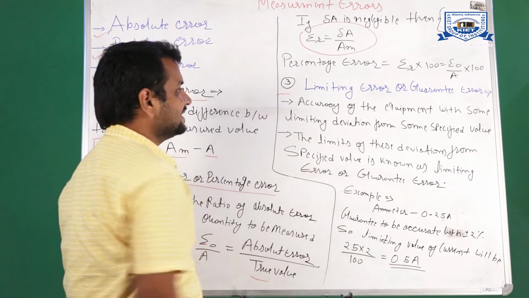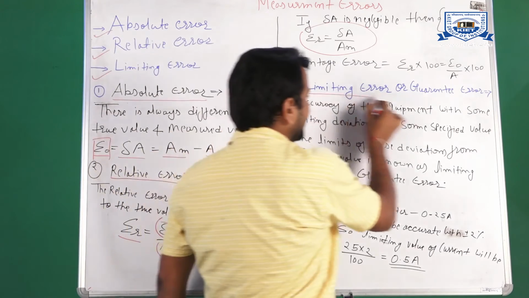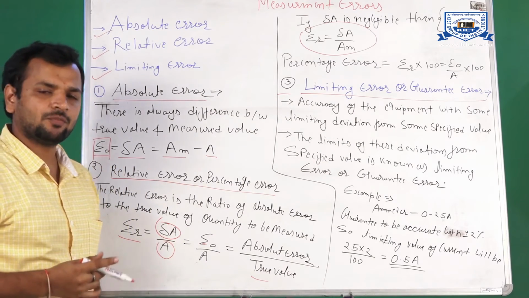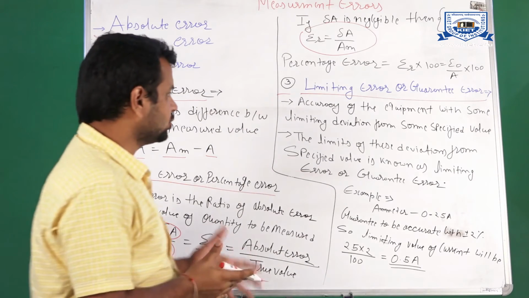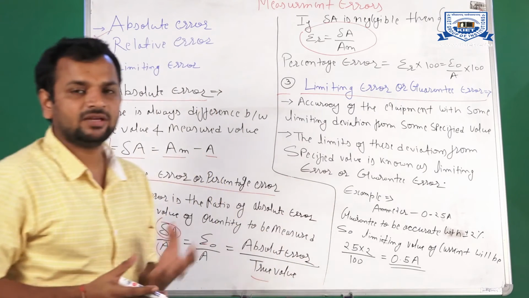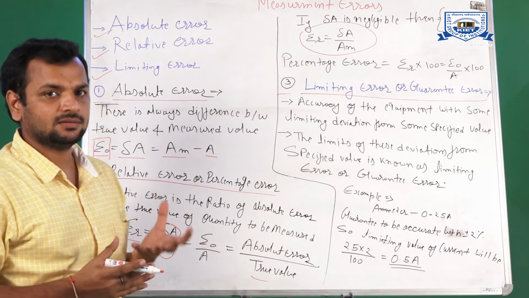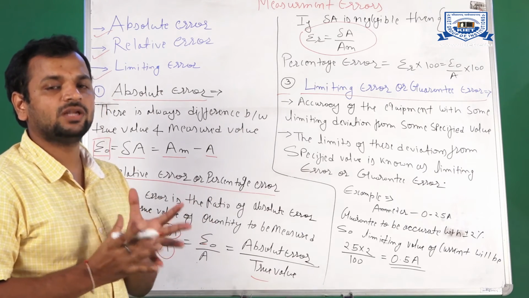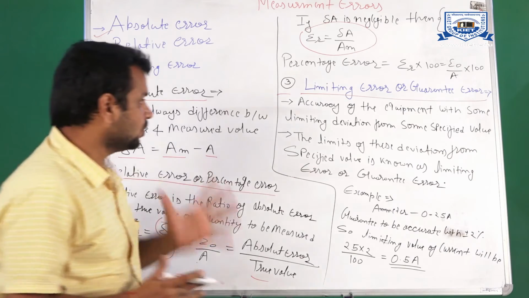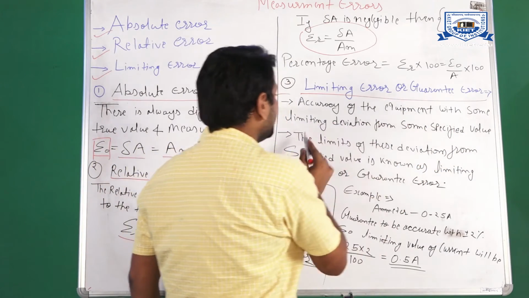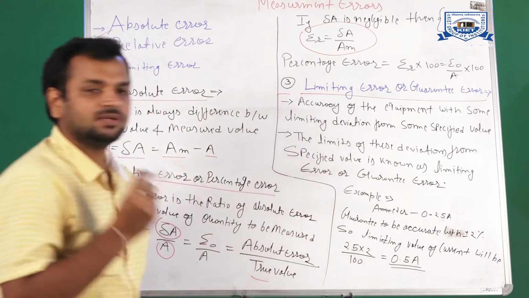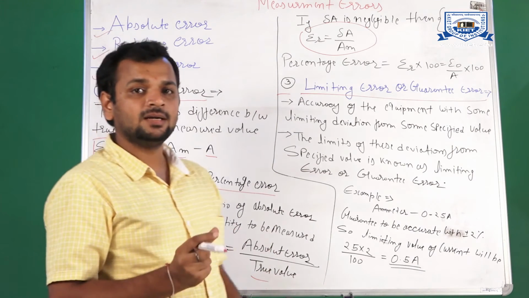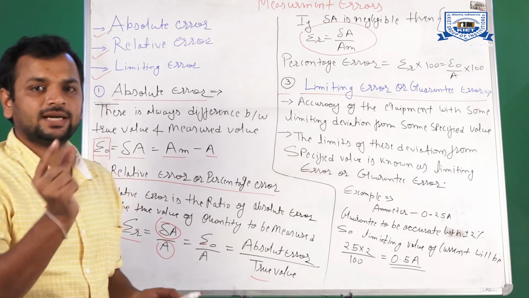Now the third one is limiting error, or guarantee error. What is it? When you take any equipment or instrument from any shop, it has a certain limit of deflection with respect to the full scale deflection of the equipment. So the accuracy of the equipment has a limiting deviation from the full scale value of that instrument, within a certain range.